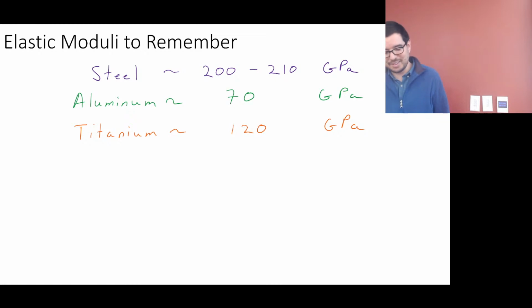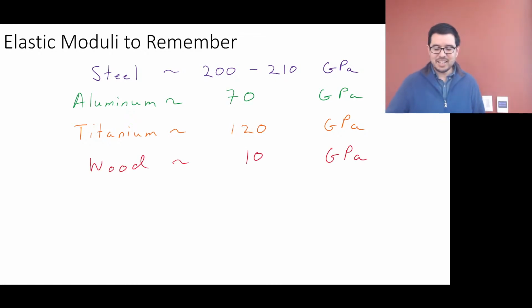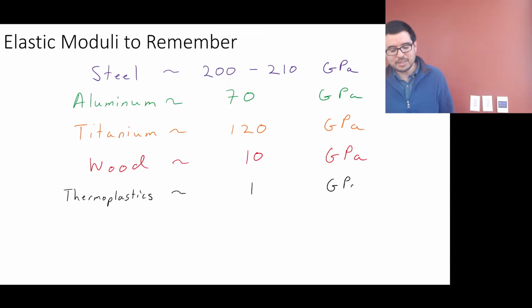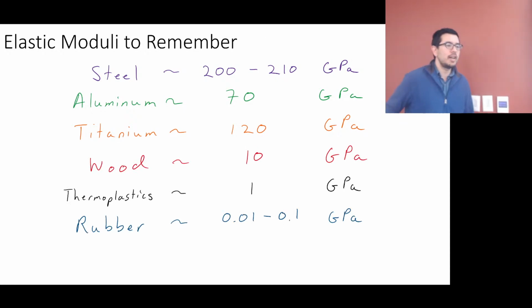It doesn't really matter. Titanium, like we said, 120. Wood, around 10. Thermoplastics, around 1. And rubber's a fraction of that. In gigapascals, 10 to the 9. 1 gigapascal is 1,000 megapascals. So these are some to remember.